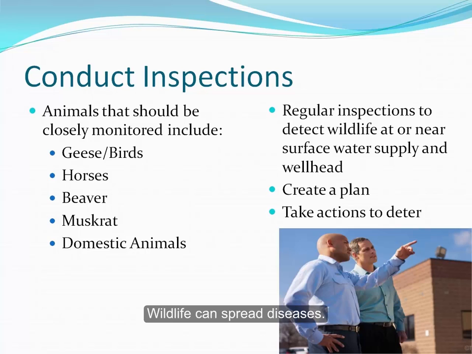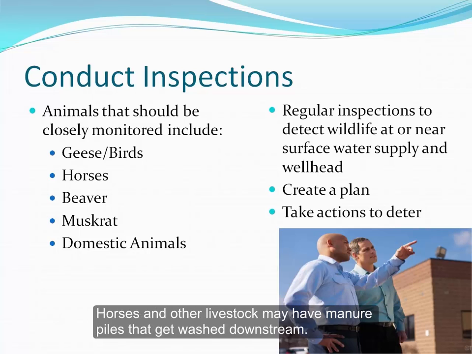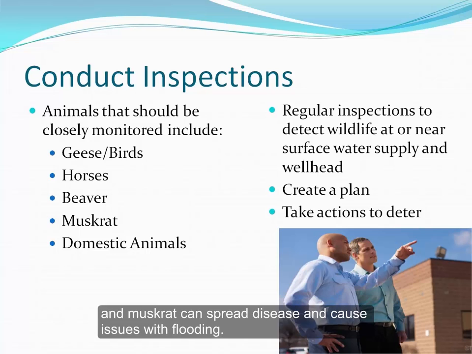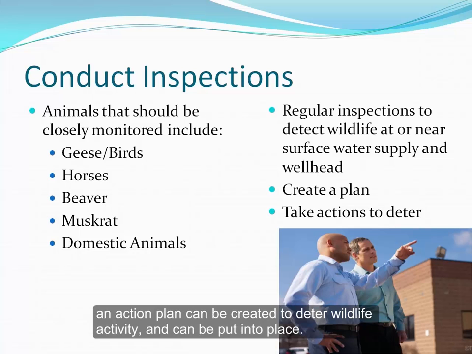Wildlife can spread diseases. Geese and other birds can spread fecal material into our source water. Horses and other livestock may have manure piles that get washed downstream. Beaver and muskrat can spread disease and cause issues with flooding. By conducting regular inspections to detect wildlife near the surface water supply and wellhead, an action plan can be created to deter wildlife activity and can be put into place.